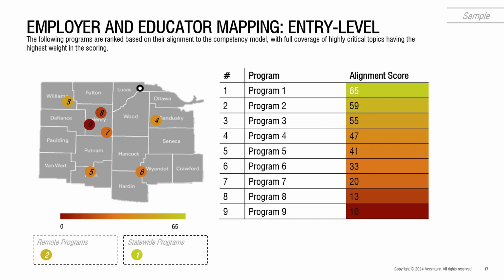And then this is one example of what a summary output slide could look like to distribute results through educators and across manufacturers in general to get a high-level overview. By region, you can see which programs most align to the competency model, with full coverage of highly critical topics having the highest weight in scoring as outlined within that template. Looking at a regional view, you can see based on the alignment scores of different programs what a heat map of coverage would look like. So that's one example of how to summarize these results and show them off.